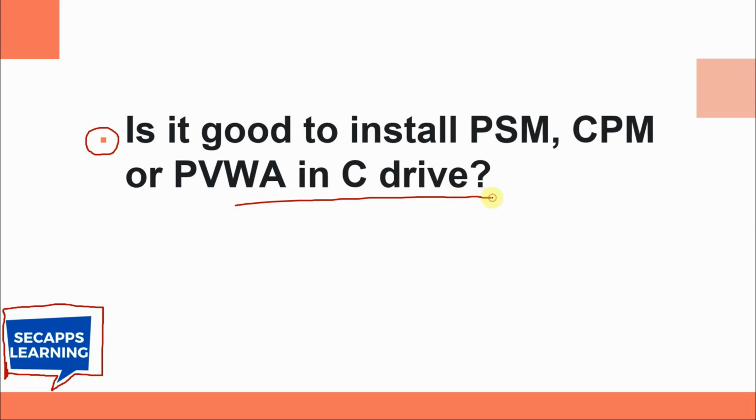If the operating system is corrupted, then the files in the C drive are affected. Absolutely, guys. That's the reason we never install in the C drive. Let's say your server crashed. You might lose all your installation which you kept in the C drive.